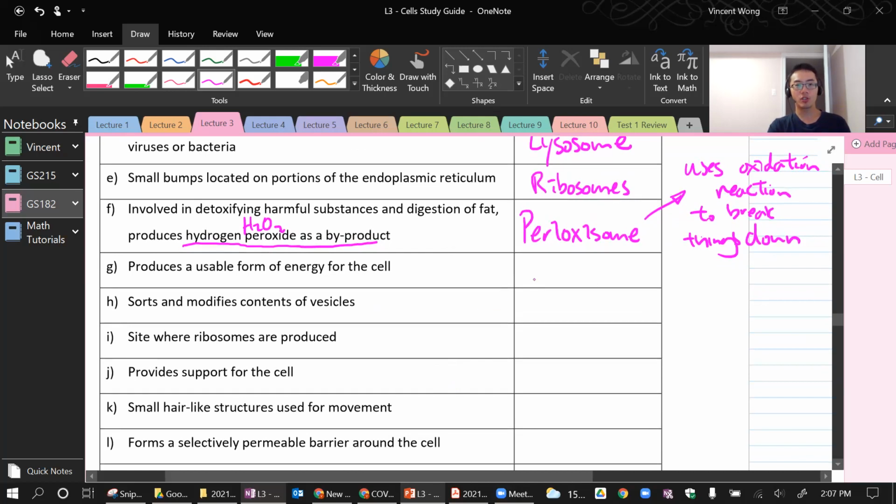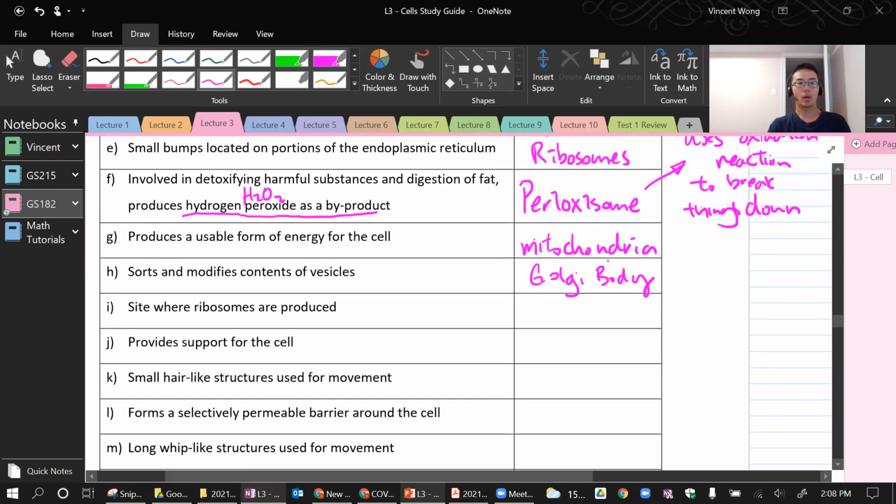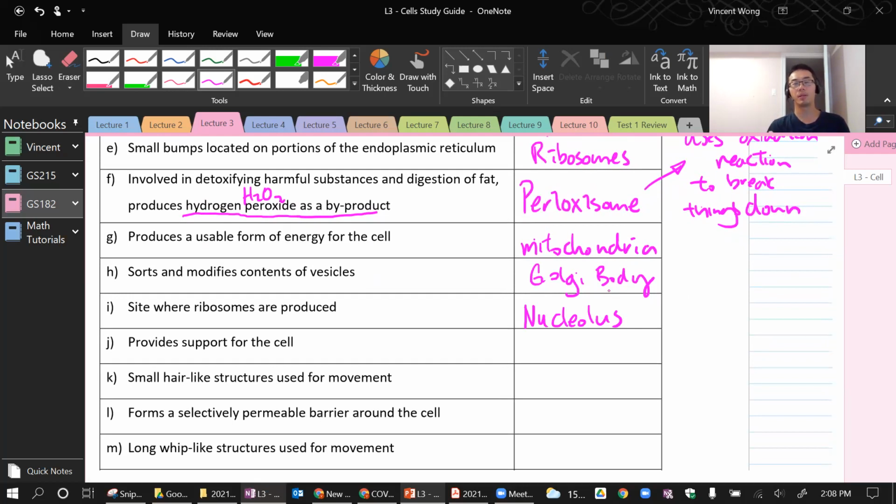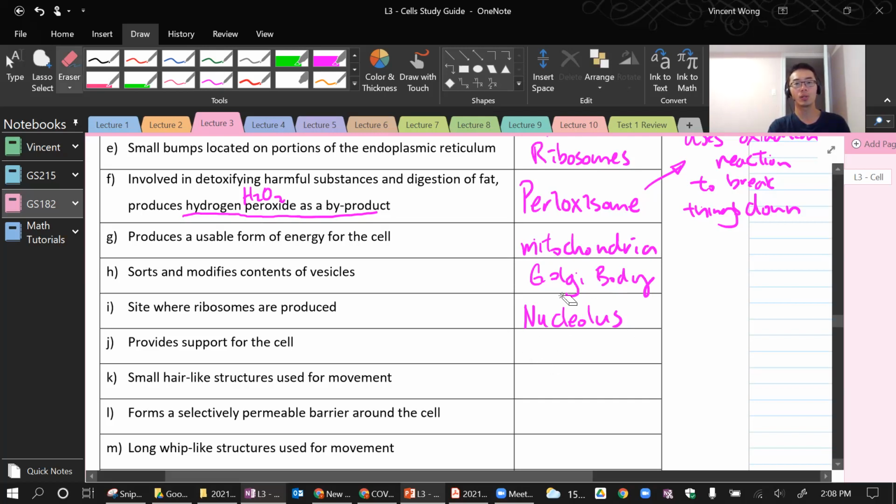Produces a usable form of energy, that is the mitochondria. Sorts and modifies contents of vesicles, Golgi body. Site where ribosomes are produced, that would be the nucleolus. If you think about a peach, the skin would be the nuclear envelope, right? The meat would be where the chromatins are found, and then the seed inside the peach would be analogous to the nucleolus.